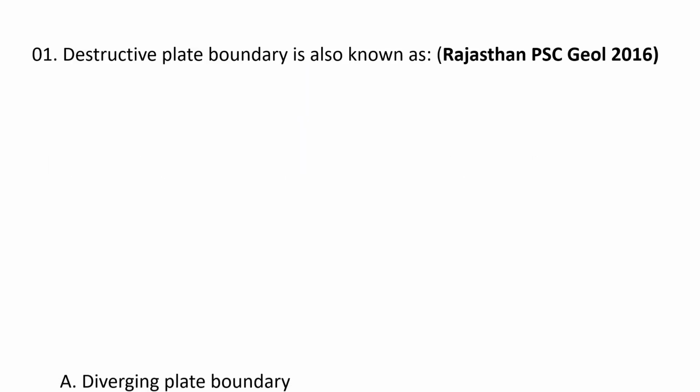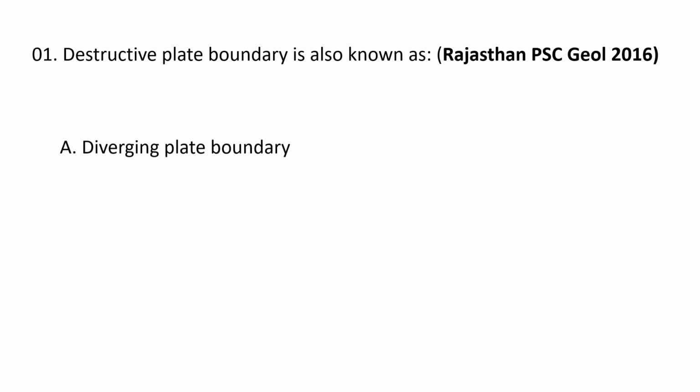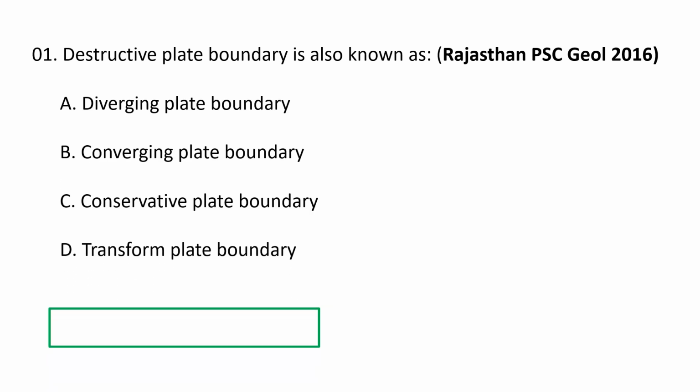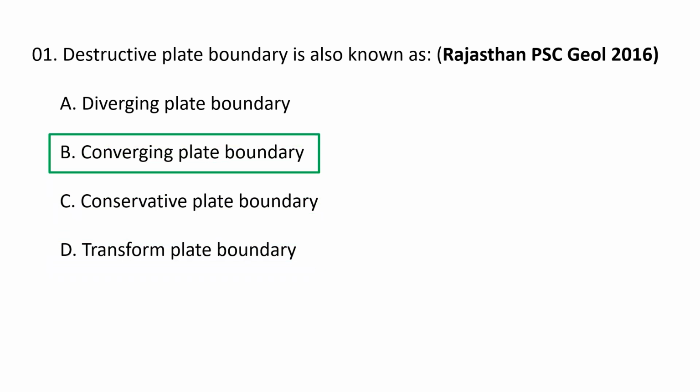Destructive plate boundary is also known as A. Diverging plate boundary, B. Converging plate boundary, C. Conservative plate boundary and D. Transform plate boundary. Destructive plate boundary is also known as converging plate boundary. A convergent boundary, also known as a destructive boundary, is an area on the earth where two or more lithospheric plates collide and one plate eventually slides beneath the other, a process known as subduction. So B is the correct option.